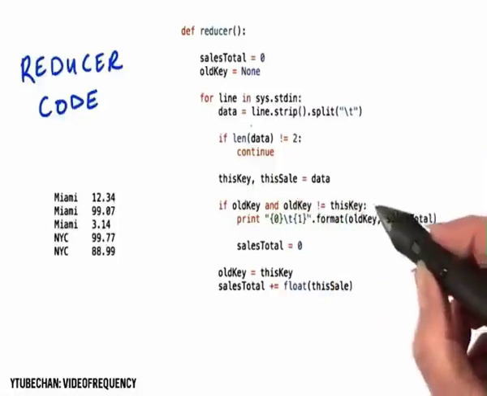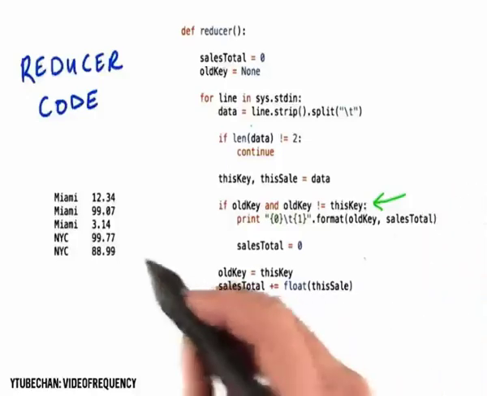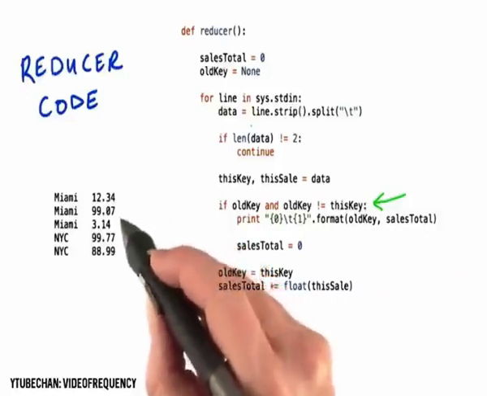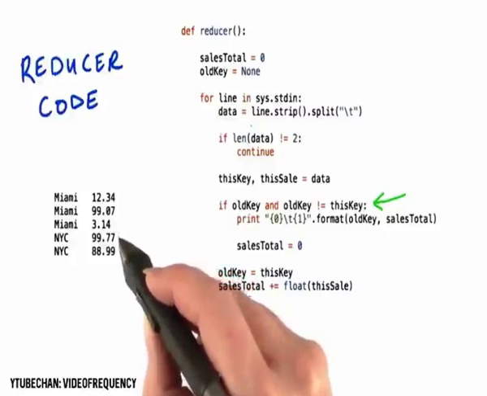So here's the tricky part. We want to know if the key has changed since the last row we read. So we'll check if old key is even set, because if it's not, then this is the first line we're reading. And if it is, we'll see if it's different to the key we just read in. If that's true, then the key has just changed. In our example data, we had just switched from the Miami row to the New York City row.